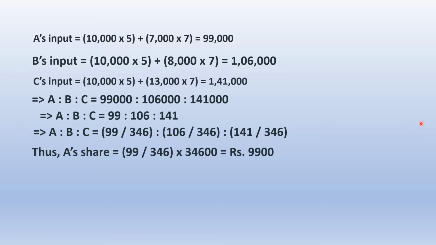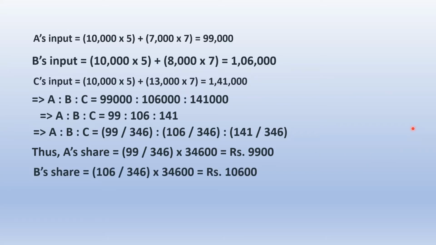Now the total share for A is 99 divided by 346 into 34,600, which is equal to 9,900. Similarly for B, 106 divided by 346 into 34,600, which is equal to 10,600. And for C, it is 14,100.